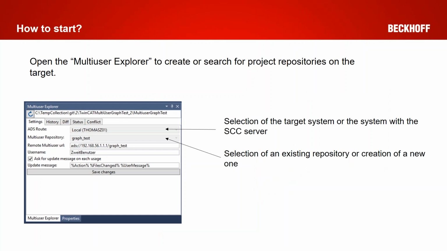You can then open the Multi-User Explorer, and then you can activate the multi-user functionality for your PLC. We have extended Git a little bit so that Git now can speak ADS next to HTTPS and the Git-owned protocol and so on. Now Git can also talk via ADS, which means you can select in your Multi-User Explorer which system should be the central point, which system should host the target repository.